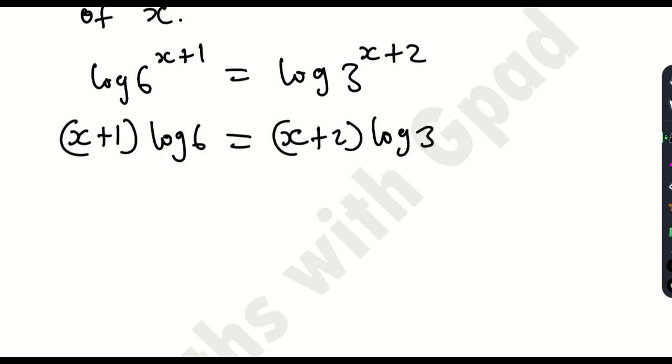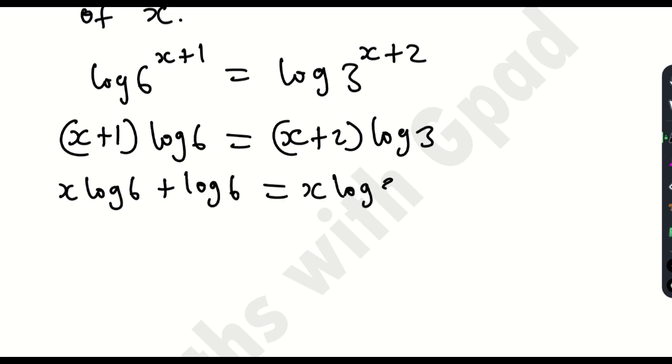So the next thing I want to do is to multiply these 2 and these 2 as well. So let's do that. x times log 6 is x log 6. Then 1 times log 6 is plus log 6. This is equal to x times log 3 is x log 3. And 2 times log 3 is 2 log 3.